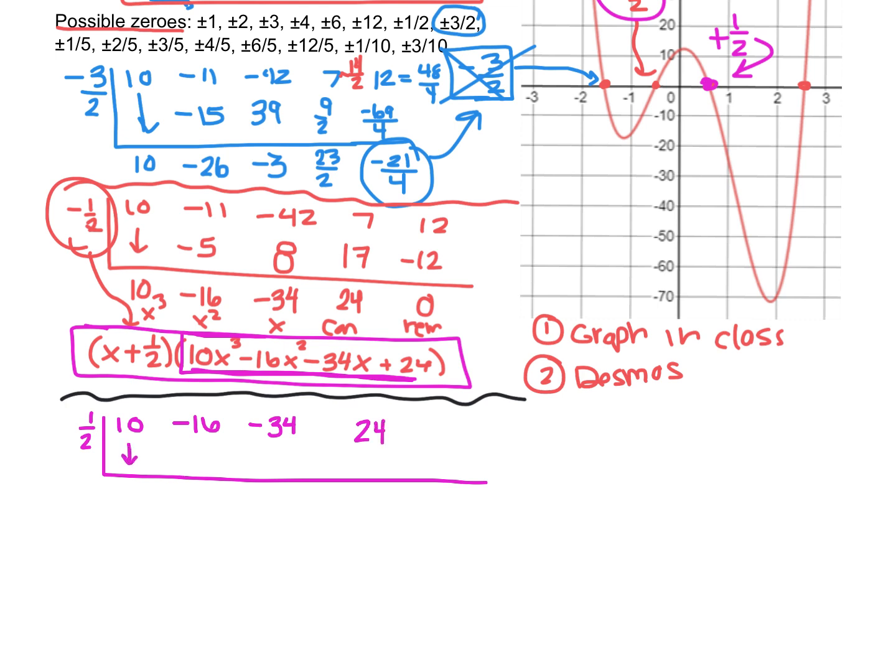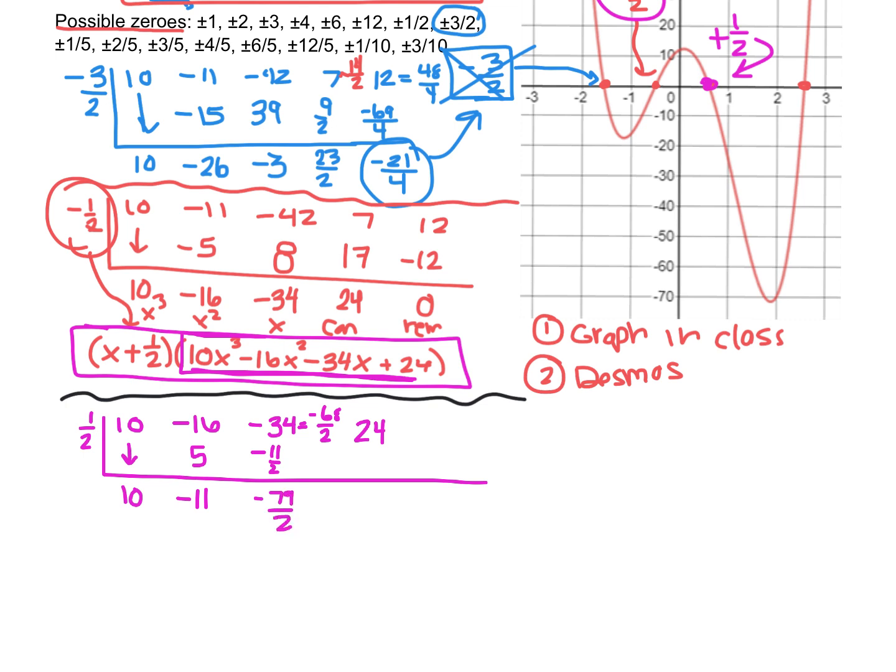So I drop that down. 10 times 1/2 is 5. Add straight down, that's negative 11. Times 1/2, that becomes a negative 11 over 2. We then have to convert this one into halves. So that becomes a negative 68 over 2. So we're going to add the 2 together. We get negative 79 over 2.